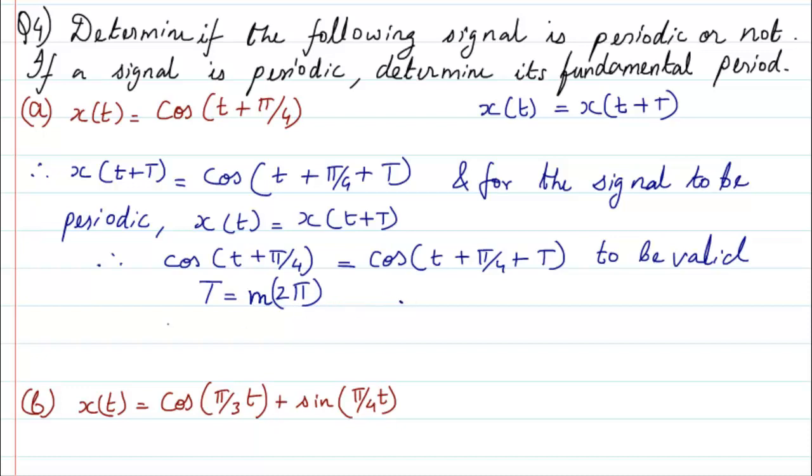Therefore the fundamental period is equal to, when m is equal to 1, T equal to 2 pi. This is a very simple problem, and we already know that any cos signal will basically have a fundamental period of 2 pi. Now let us have a look at another problem.